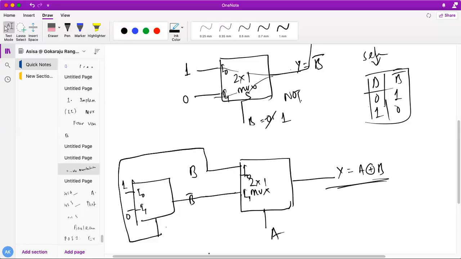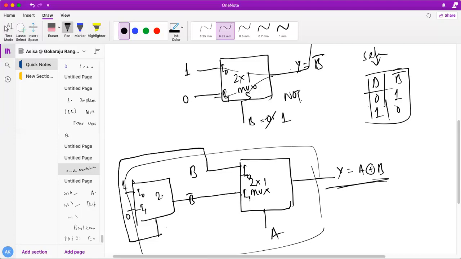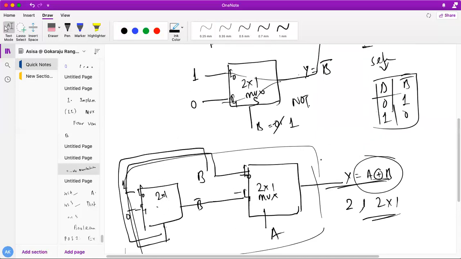All of you understand, this is the gate, this is the 2 cross 1 mux. How many 2 cross 1 mux have I required? I required 2 cross 1 muxes to design an XOR gate. Okay, any doubt on this? Please let me know. Any doubt on this, students? So the next thing is I'll go for how to design an XNOR gate.